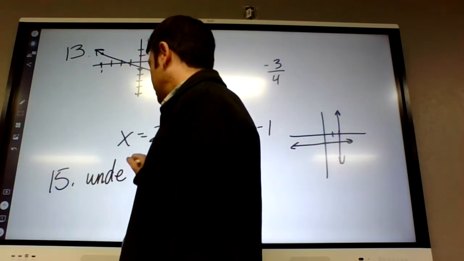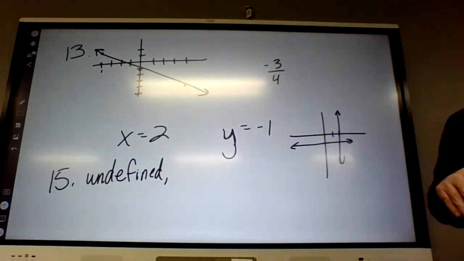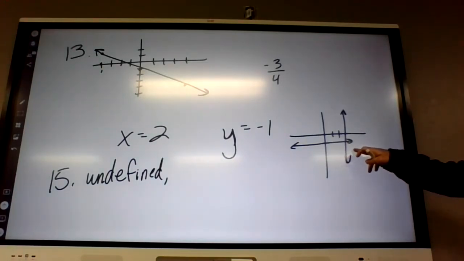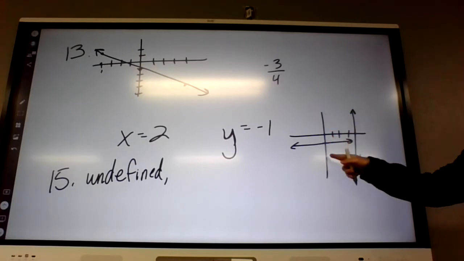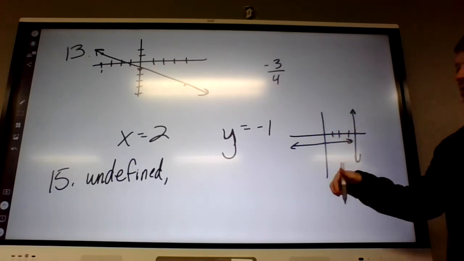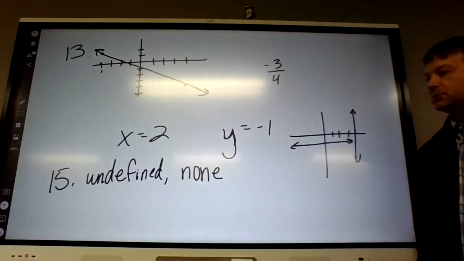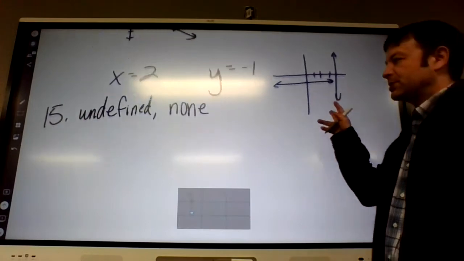If it's an x equals, it's always a vertical line, it's always undefined slope. Okay, what is the y-intercept of x equals 4? It would look like this, right? This is the y-axis. Where does it hit the y-axis? Never. So it's just none. The question was, what's the slope, what's the y-intercept?